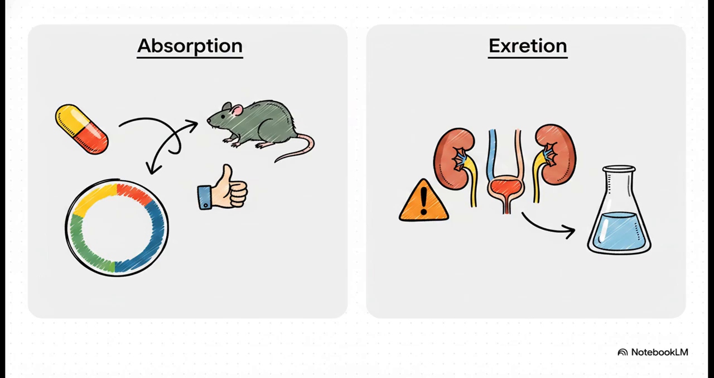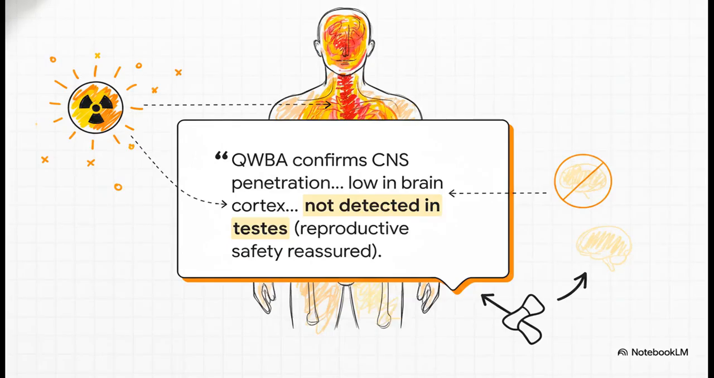On the left, we've got absorption. The data from rats shows a 55% bioavailability when given orally. Awesome. That tells our chemists they're on the right track for making a pill. On the right, we have excretion. We see that about 2/3 of the drug leaves the body through the kidneys, and that immediately raises a good flag, that we need to pay close attention to kidney function in our human trials. One of the coolest studies in this whole section has to be the QWBA.